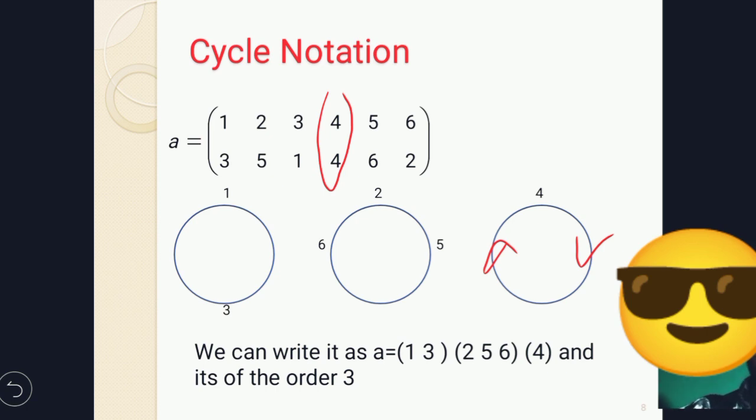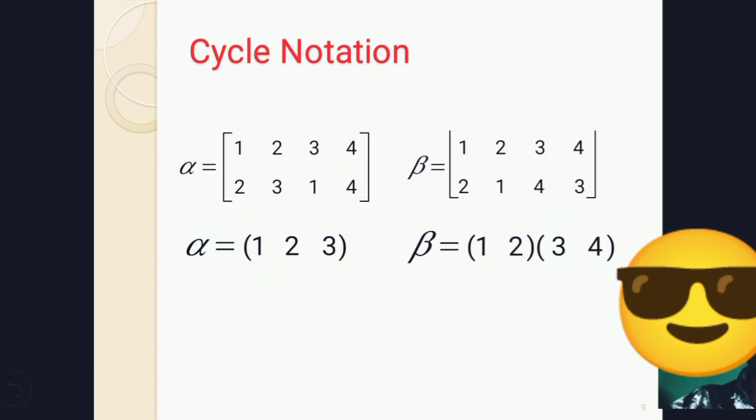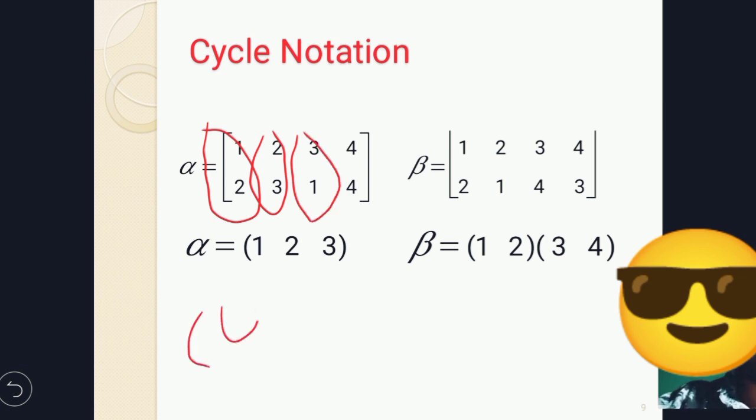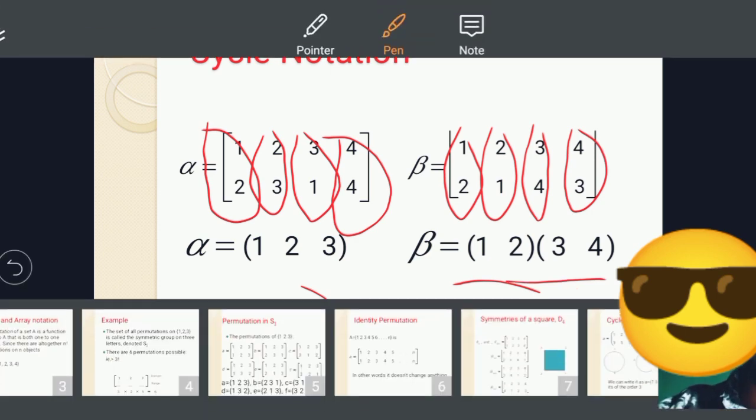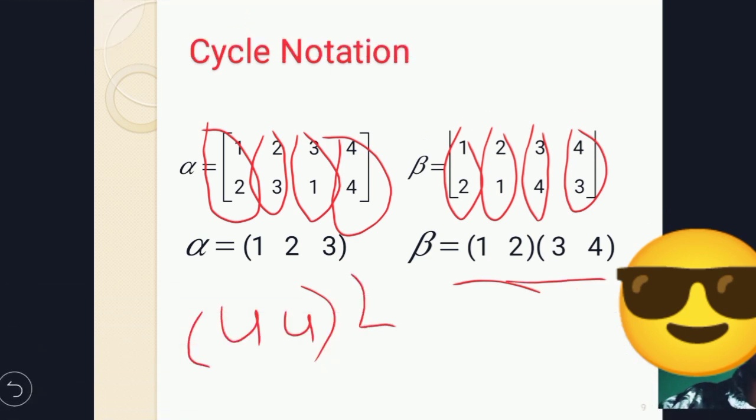Here, how many transpositions we are getting in one cycle is called the order of the cycle. That is, alpha is equal to, let us first know how to write the cycle notation. Here 1 to 2 is one, and 2 to 3 is one, and 3 to 1, sorry, here I am skipping one. 4 to 4 is also a cycle, we can represent this also. And beta is equal to 1 to 2 and 2 to 1, and 3 to 4 and 4 to 3. Here we are getting two cycles.